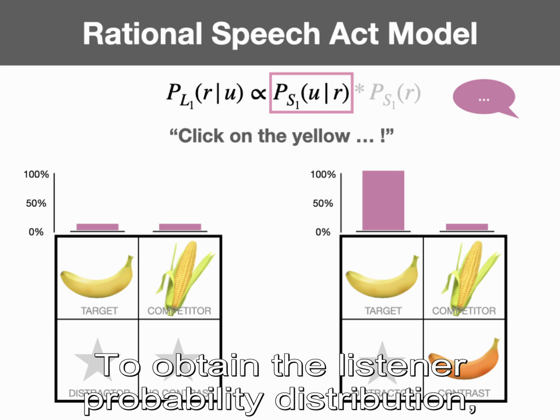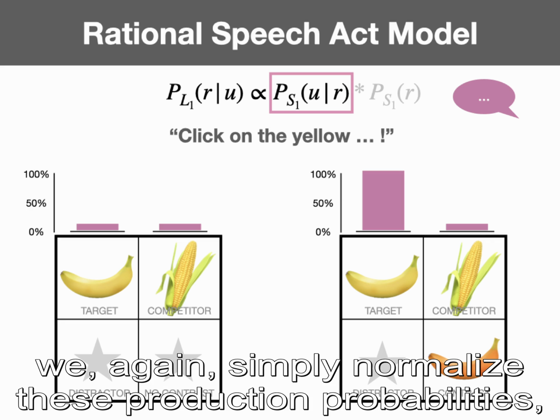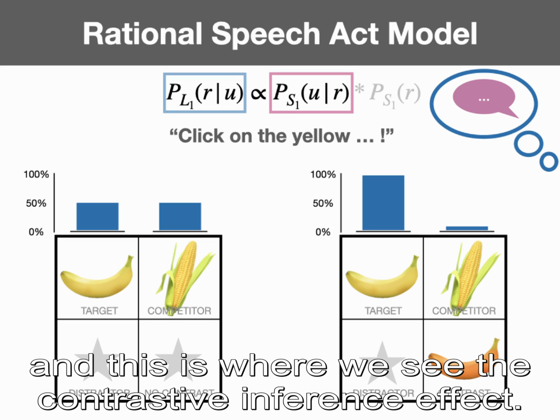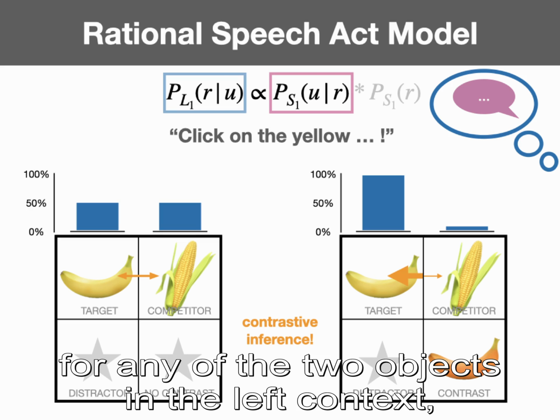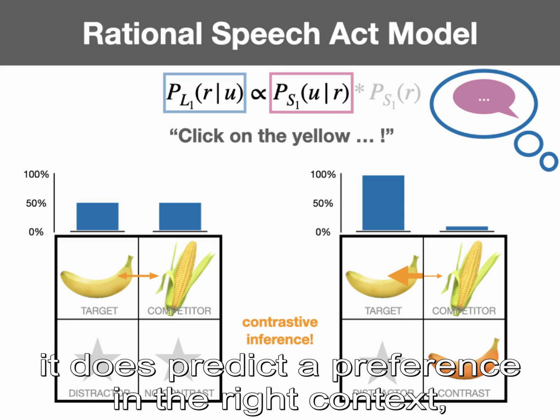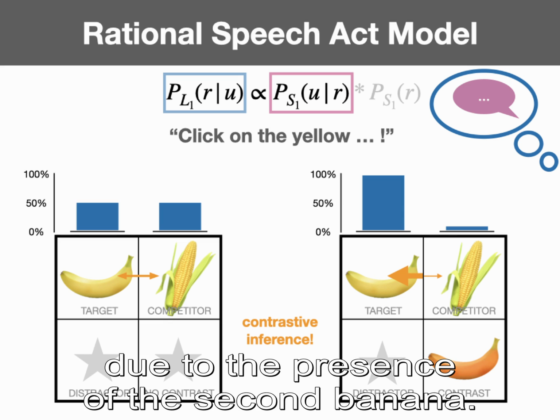To obtain the listener probability distribution, we again simply normalize these production probabilities. And this is where we see the contrastive inference effect. While the model predicts no preference for any of the two objects in the left context, it does predict a preference in the right context due to the presence of the second banana.